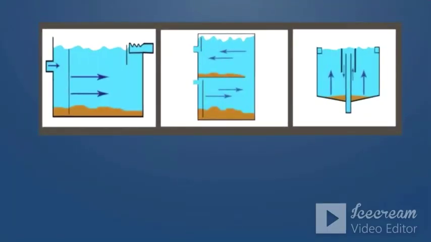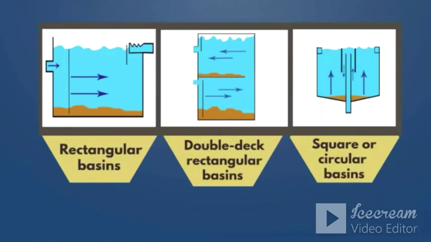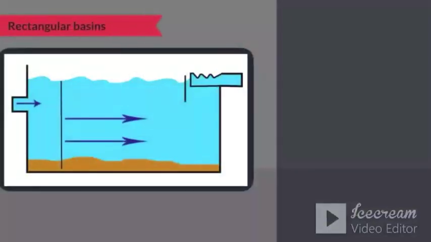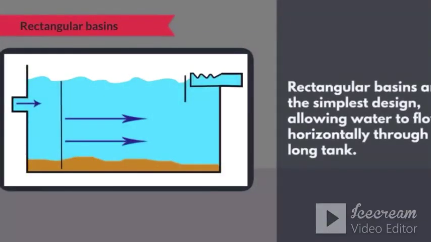There are basically three types of basins: rectangular basins, double-deck rectangular basins, and square or circular basins. Rectangular basins are the simplest design, allowing water to flow horizontally through a long tank. This type of basin is usually found in large-scale water treatment plants.